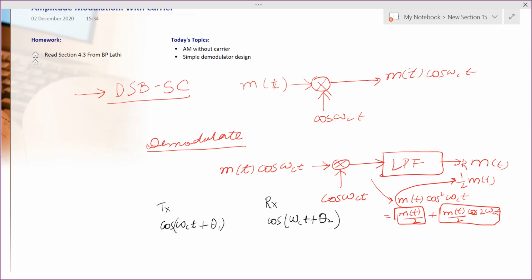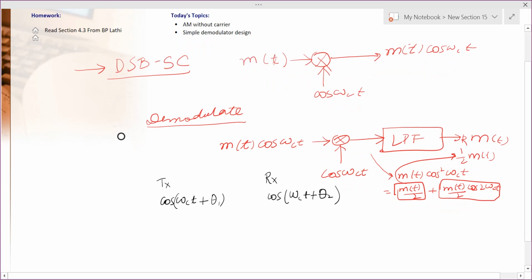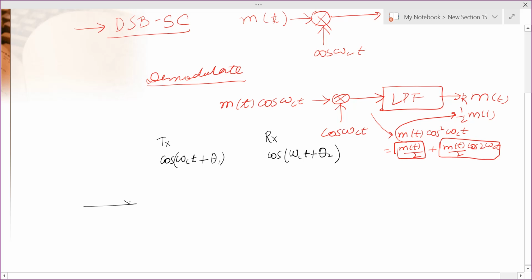And if at all you want to generate the exact carrier frequency, the circuit is very complicated. It needs something called a phase locked loop, a synchronizer. There are a lot of circuits needed. Now what is the solution for this? So here is one solution.